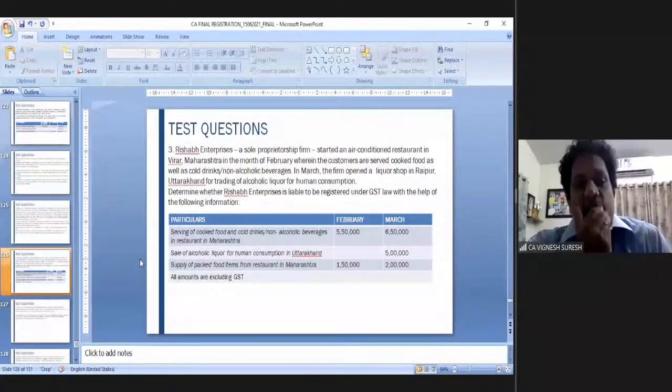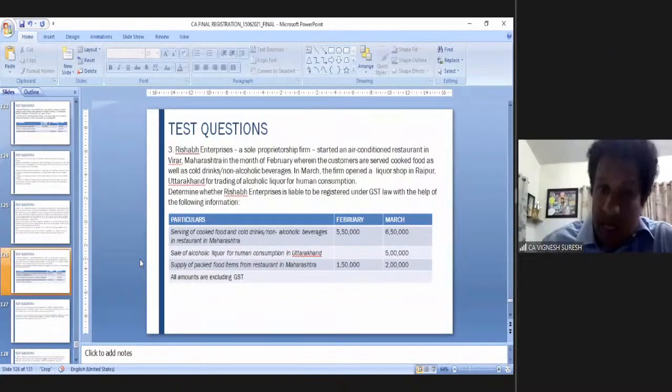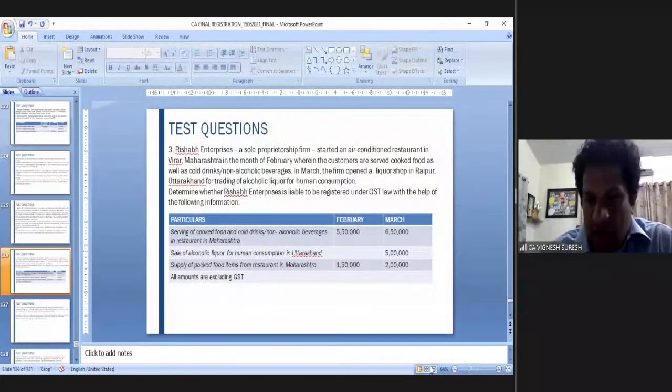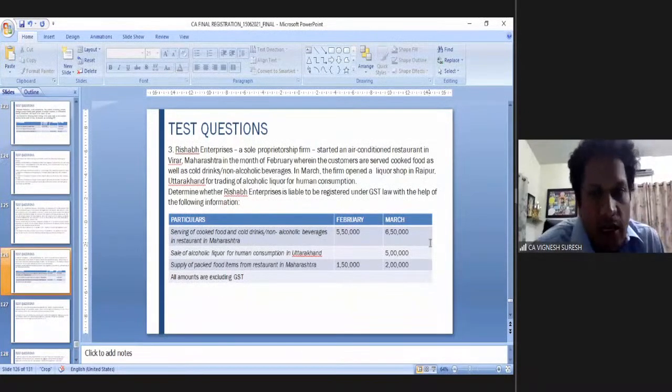Rishabh Enterprises, a sole proprietorship firm, started an air-conditioned restaurant in Virar, Maharashtra in the month of February, where the customers are served cooked food as well as cold drinks or non-alcoholic beverages. In March, the firm opened a liquor shop in Raipur, Uttarakhand for trading of alcoholic liquor for human consumption. Determine whether Rishabh Enterprises is liable to be registered under GST with the help of the following information.